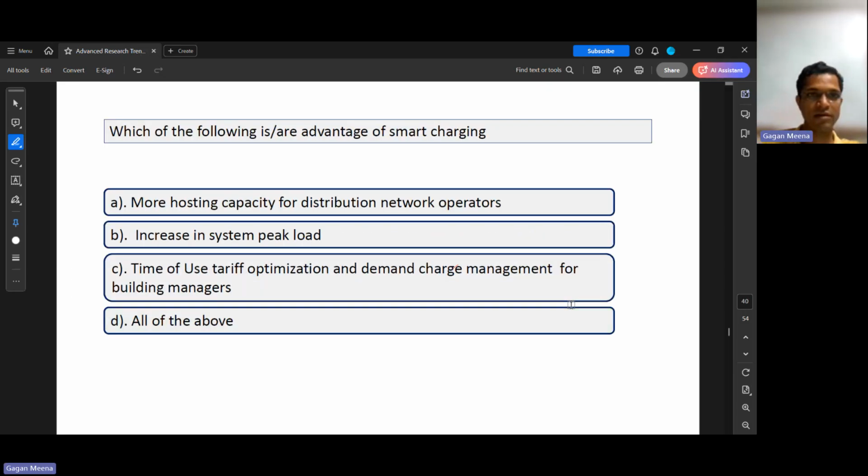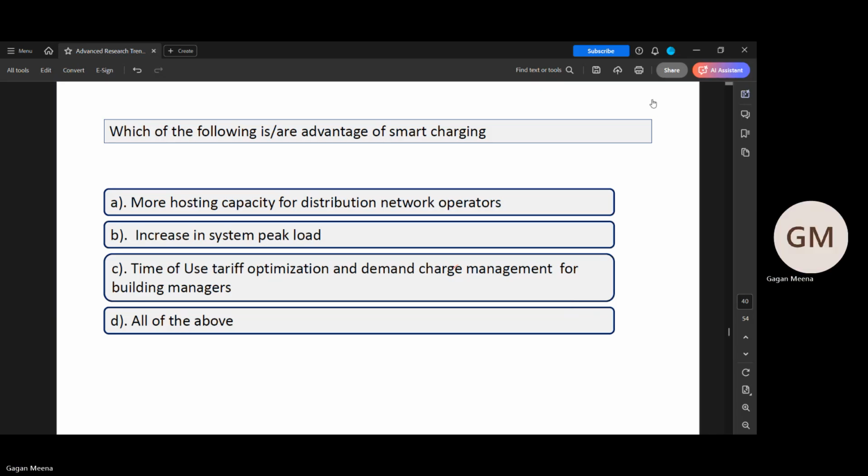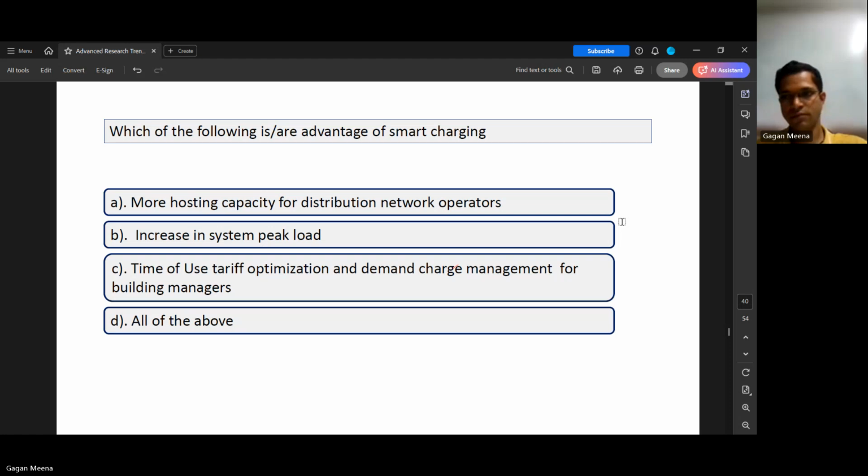Okay, this was correct. Which of the following is or are advantages of smart charging? First one, more hosting capacity for distribution network operators. Yes, this will happen, right? Increase in system peak load. No, it should reduce the system peak load. And time of use tariff optimization and demand charge management for building managers.